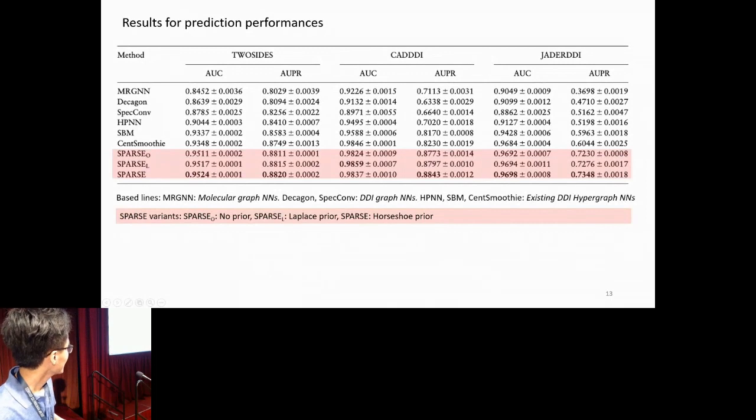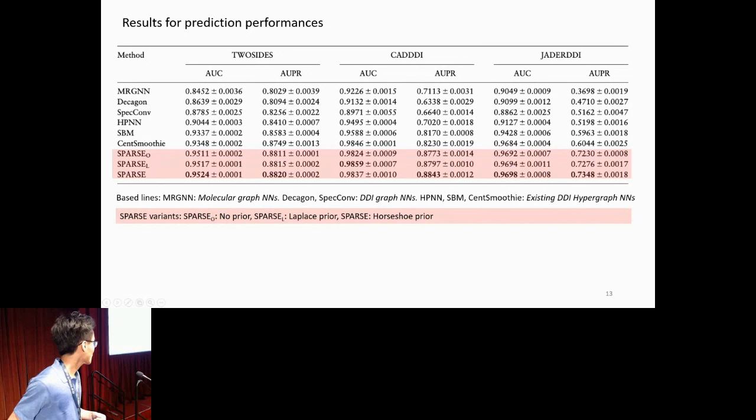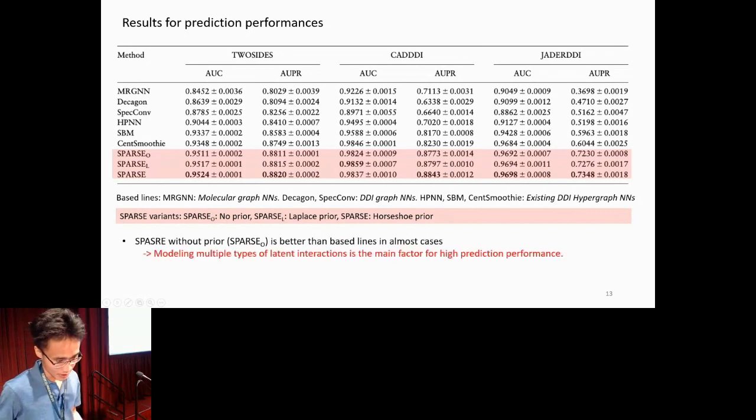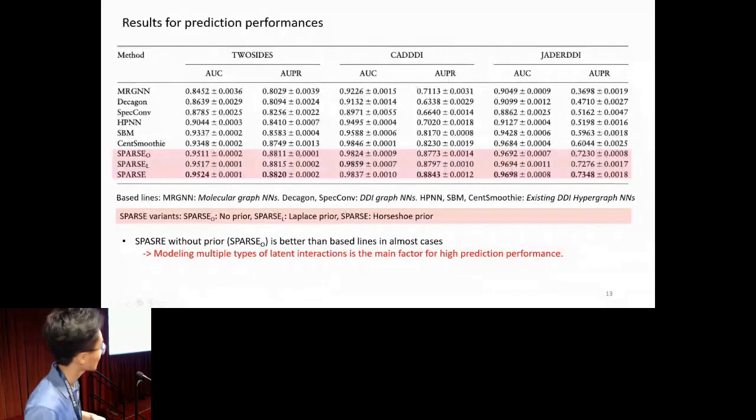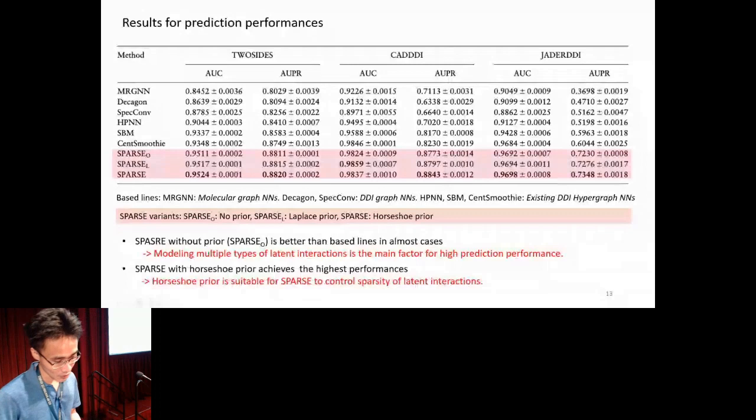And for SPARSE, we use 3 variants: no prior, L1 prior, and Horseshoe prior. And we can see 2 things. The first thing, SPARSE without prior is better than the baselines in almost all cases. This shows that modeling multiple types of latent interaction is the main factor for the high prediction performance of SPARSE. And the second one, SPARSE with Horseshoe prior achieves the highest performance. This shows that the Horseshoe prior is suitable for SPARSE to control the space of latent interaction.